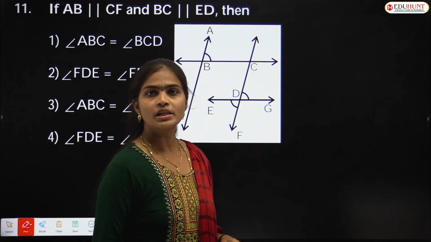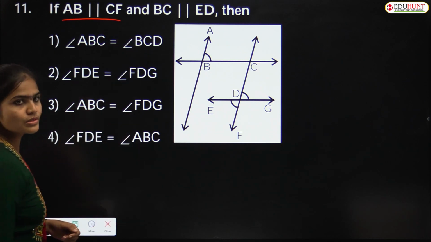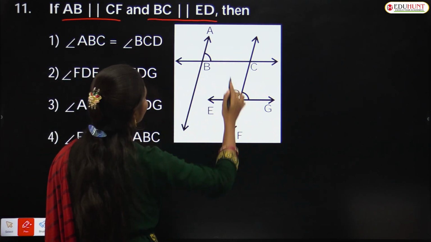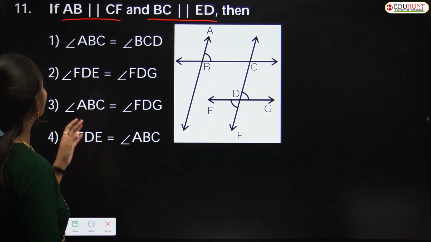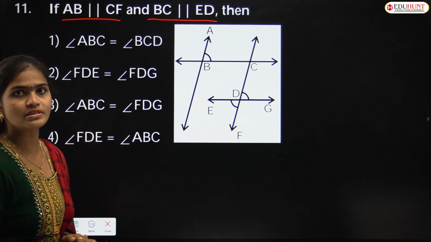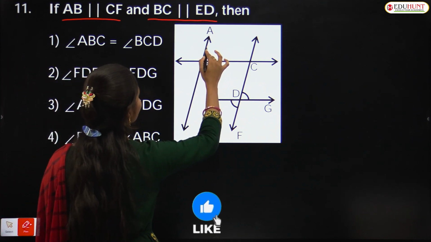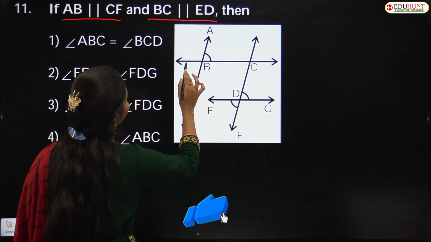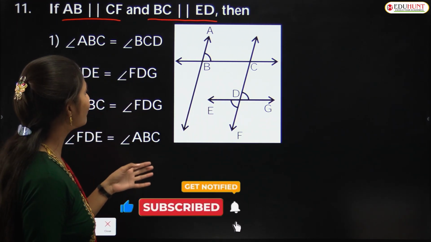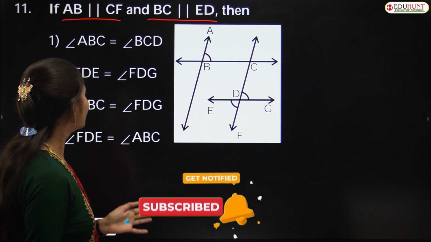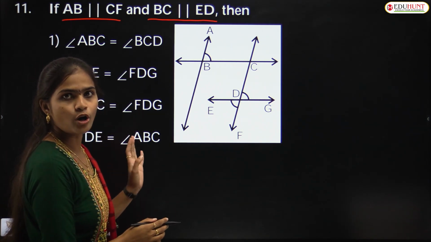Okay, children, here is the next problem. If AB is parallel to CD and BC is parallel to ED. Those two are the given conditions. Then which condition follows? Let me say the question again. Here AB is parallel to CD and BC is parallel to ED. Parallel lines are given, and which lines are parallel is also given. Here we just have to go through the options to see which angles are equal.